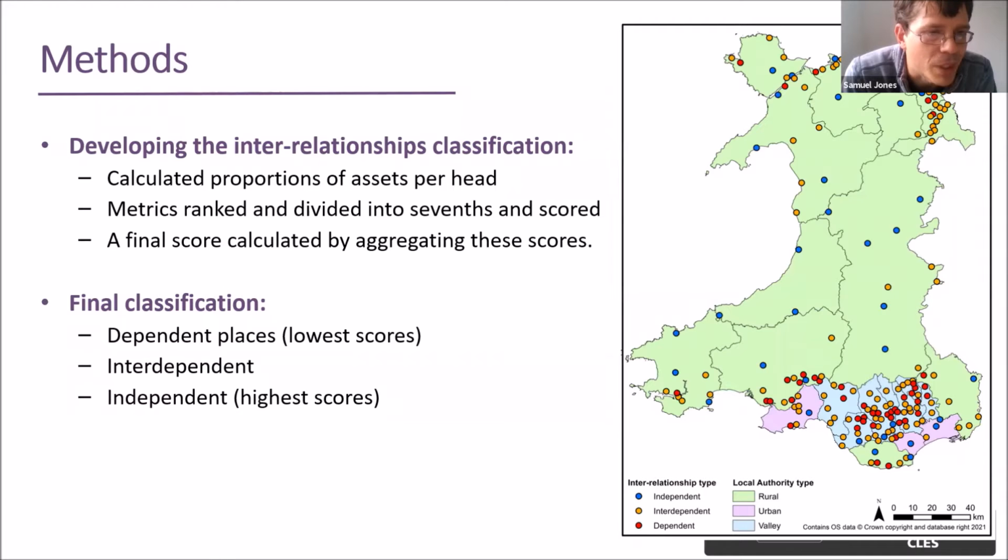So we've calculated the number of assets per head of population in each place, where appropriate. So for instance, number of school places per head. We then ranked each place based on each metric and split the ranks into sevenths. And then each seventh is given a score. Once all the places have been ranked and scored, these scores are aggregated up into a total score for each place. And these total scores can then be split up into the 7 categories of place dependence.